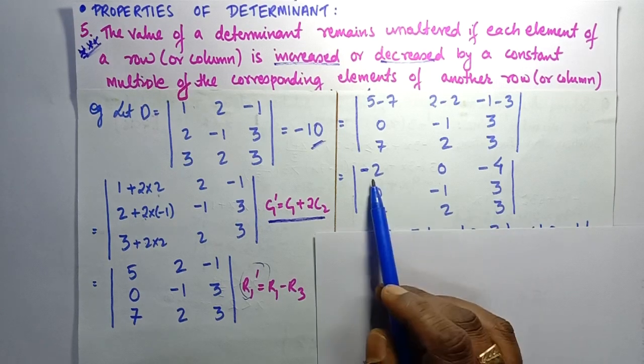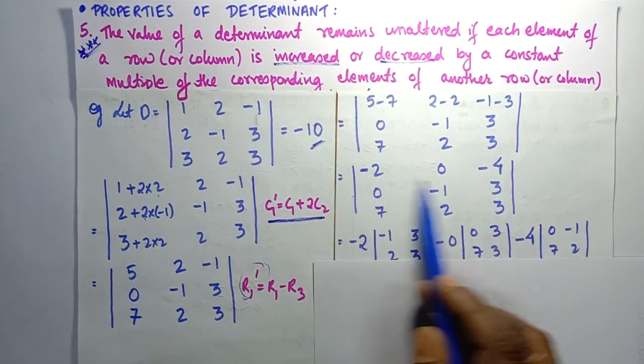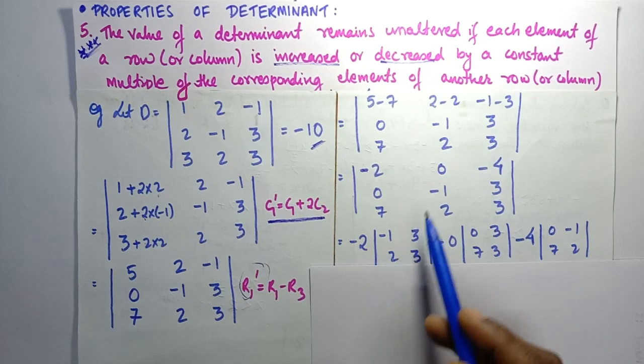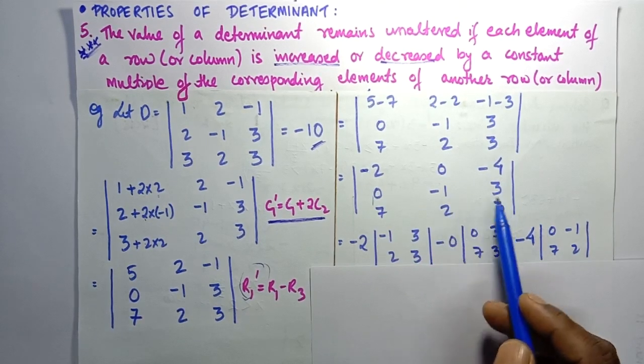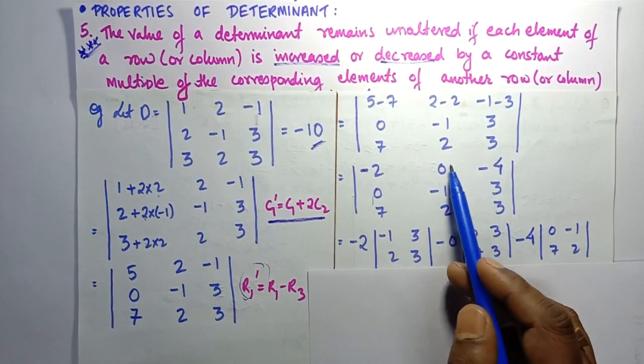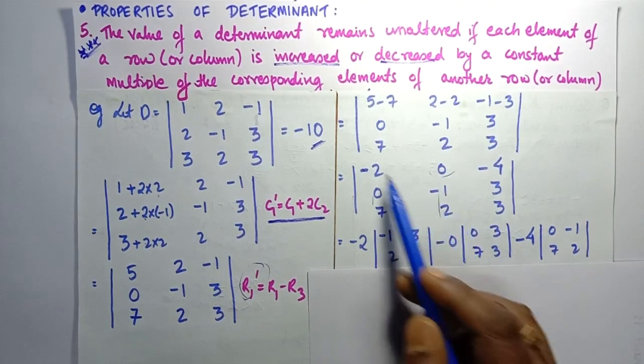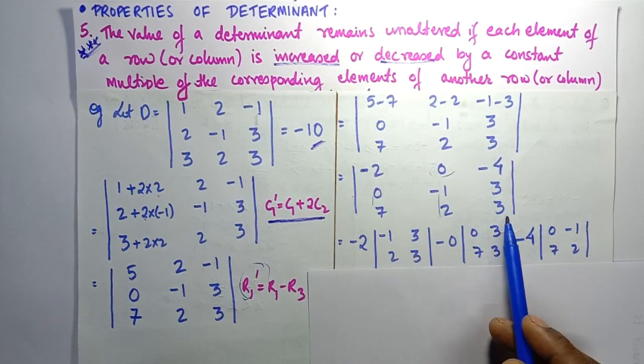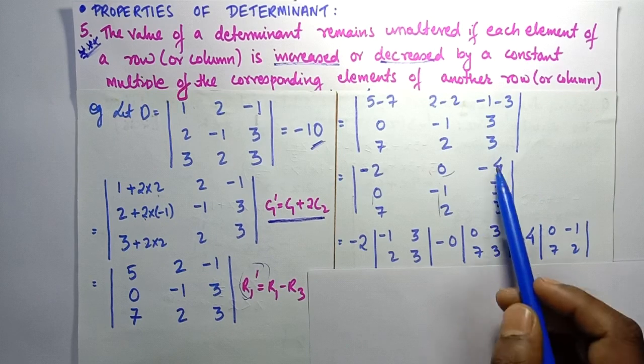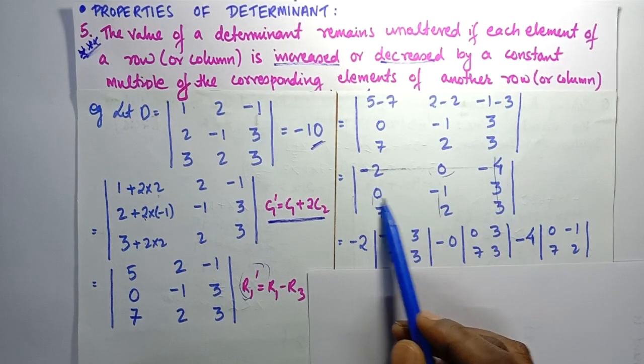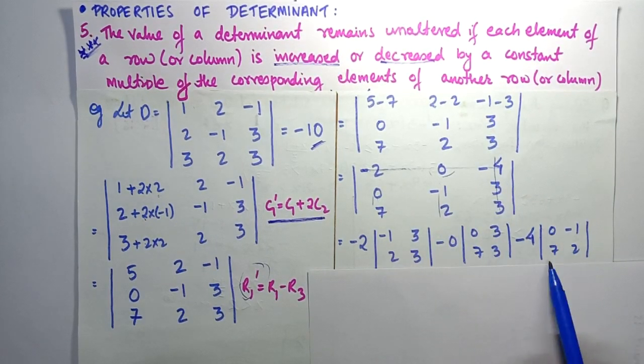Now what I'll do, I'll expand this from this side. Obviously I'll expand from r1, so minus 2, hide this, so what I'll get, minus 1 3 2 3, this side minus 0, so this, 0 3 7 3, and this is your minus 4, so this and this will go, so what I'll get, 0 minus 1 7 2.